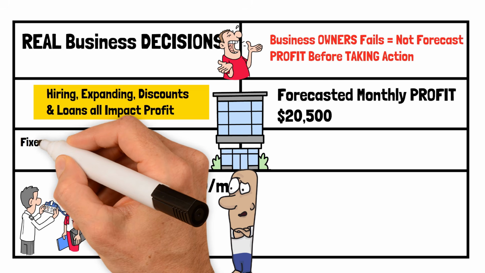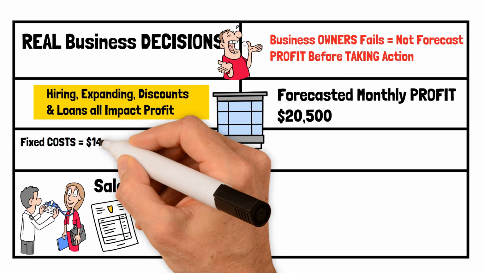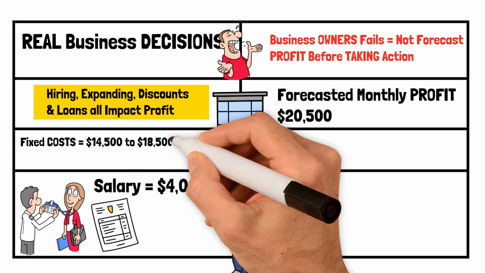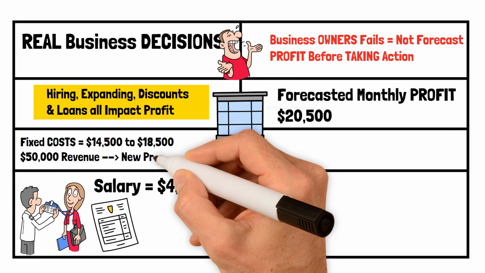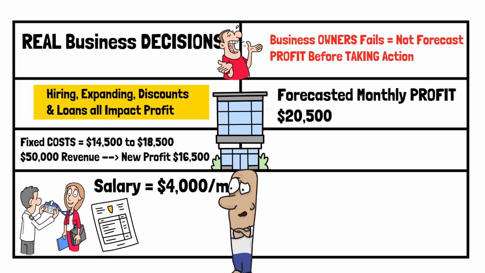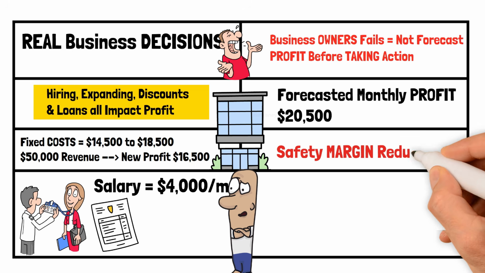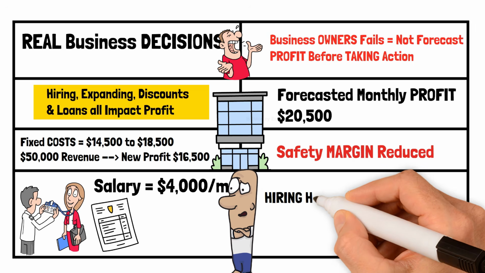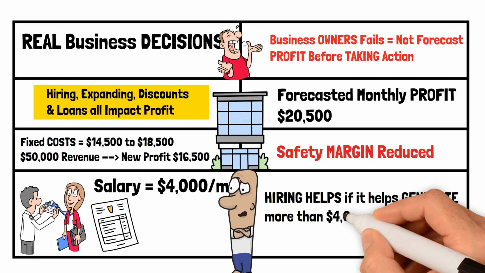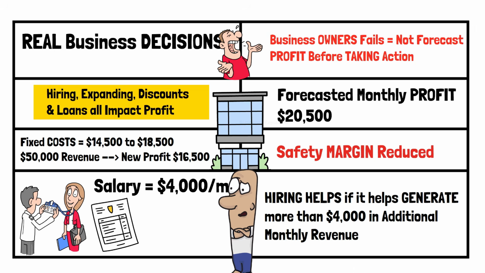After hiring, your fixed costs increase from $14,500 to $18,500. With the same $50,000 in revenue, your new profit becomes $16,500. You did not lose money, but your safety margin reduced. This tells you one thing clearly. Hiring is safe only if it helps generate more than $4,000 in additional monthly revenue.